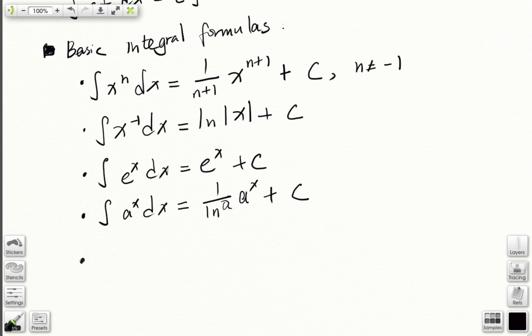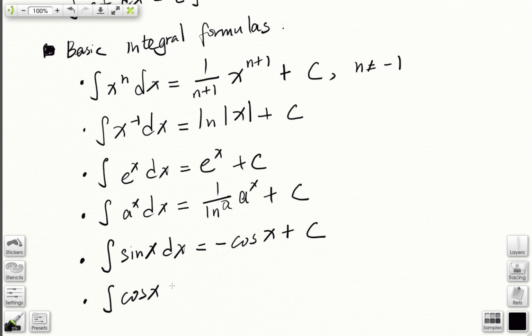Okay, the fifth one is some trig integrals. The first is the integral of sine of x equals minus cosine of x plus c, since the derivative of cosine of x equals minus sine of x. And the integral of cosine of x equals sine of x plus a constant c.